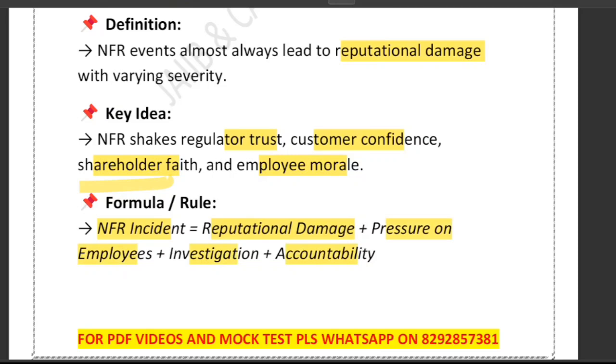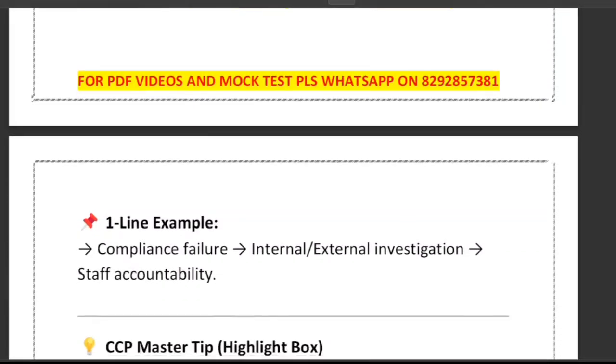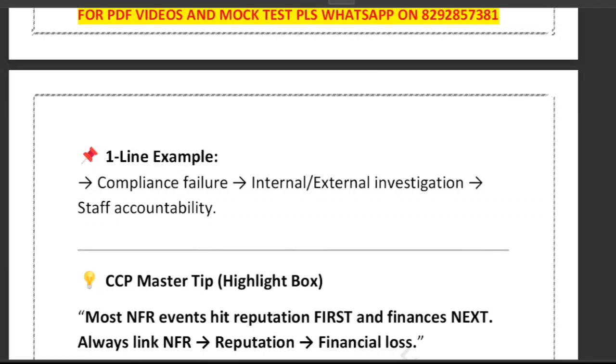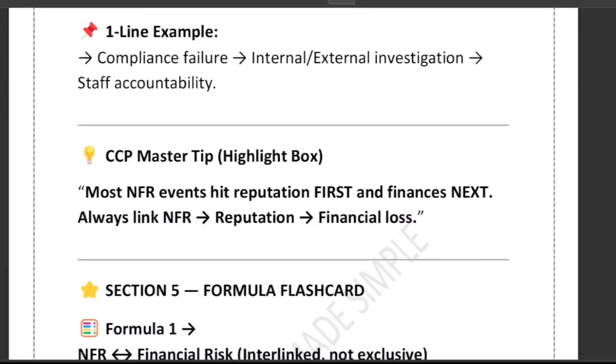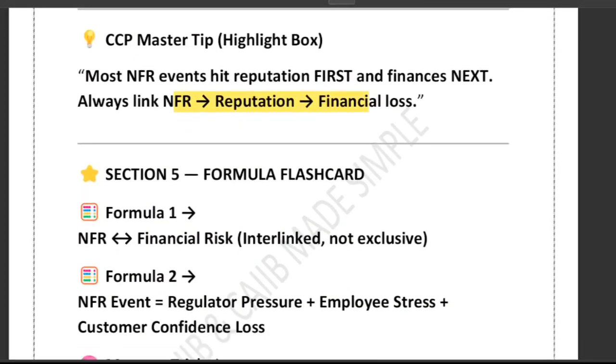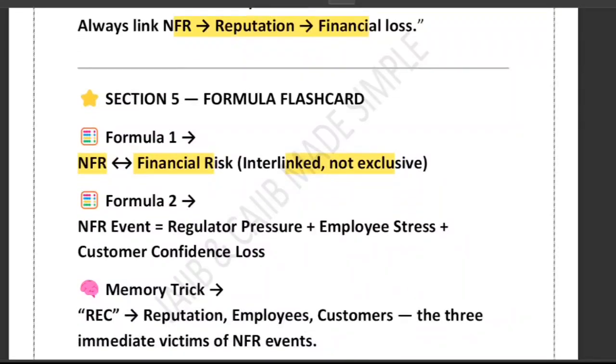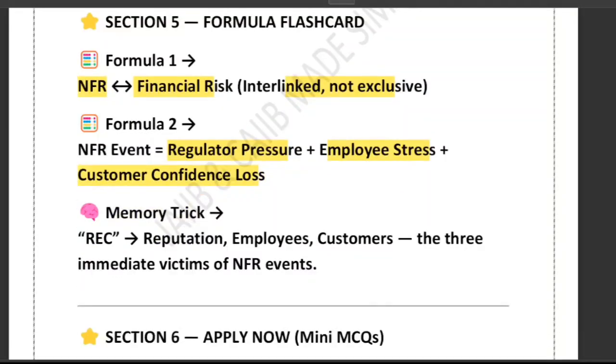Suppose a bank violates a compliance rule. Investigation begins, employees face questions, reputation suffers. So the master tip is that most NFR events hit reputation first and finance next. So NFR, reputation, and then financial loss. Let's have a look at the formula flashcard. The first formula: NFR and financial risk are interlinked, not exclusive. Second, an NFR event sometimes triggers regulatory pressure, employee stress, customer confidence loss. Third thing is, so I hope this is clear.